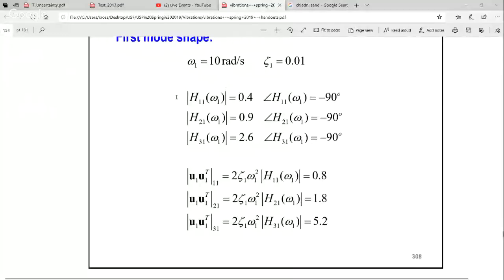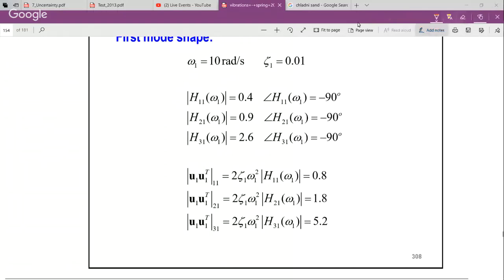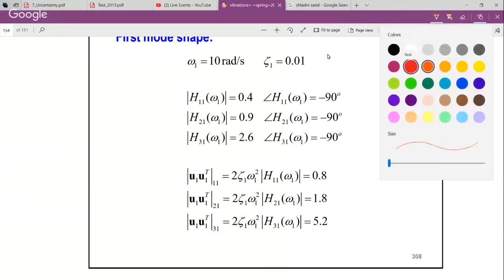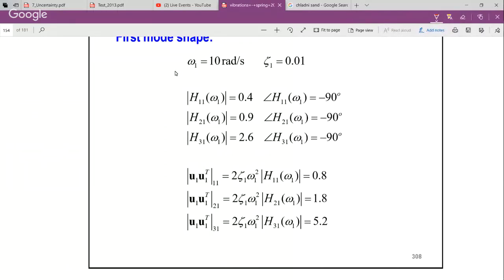Here are my magnitudes. Here's my phase, at those frequencies, at the natural frequency. Actually, this is just the first mode. So let me go back. We're going to look at just the first mode shape.